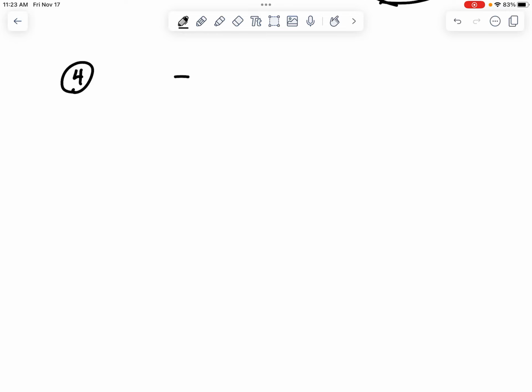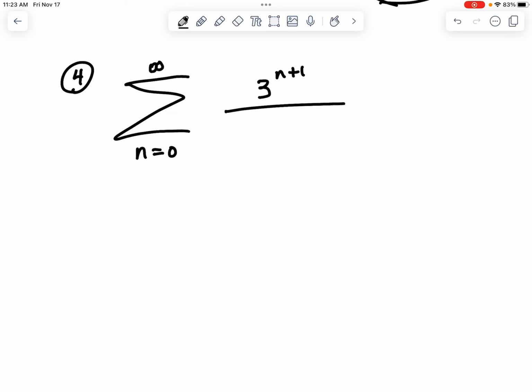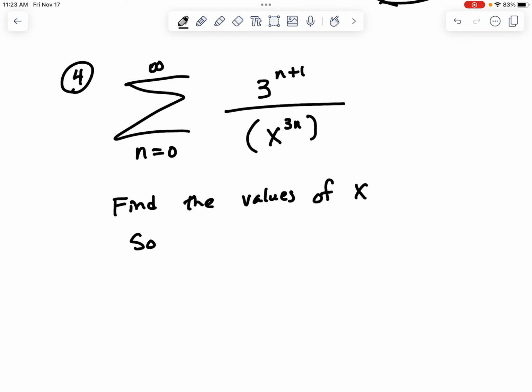So one more is a series. This one starts at 0, so we don't have to do that adjusting part. And then it's got 3 to the n plus 1 over an x to the 3n. And then find the values of x so that the series converges.